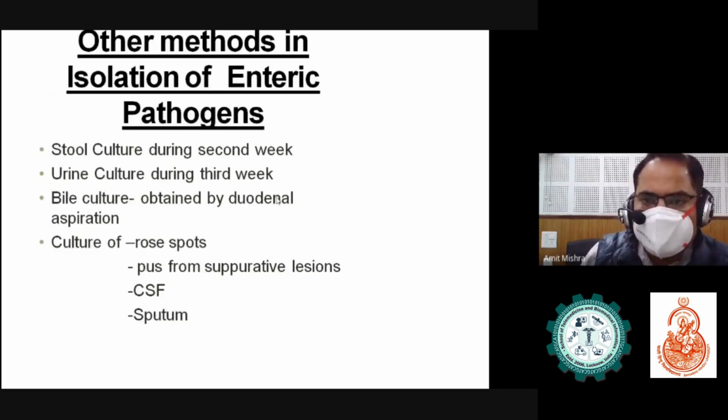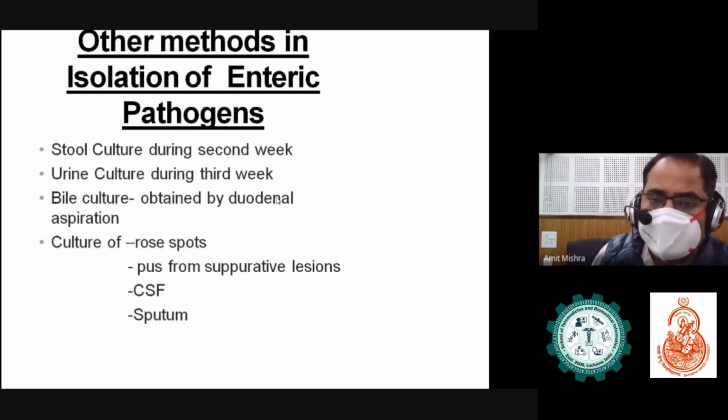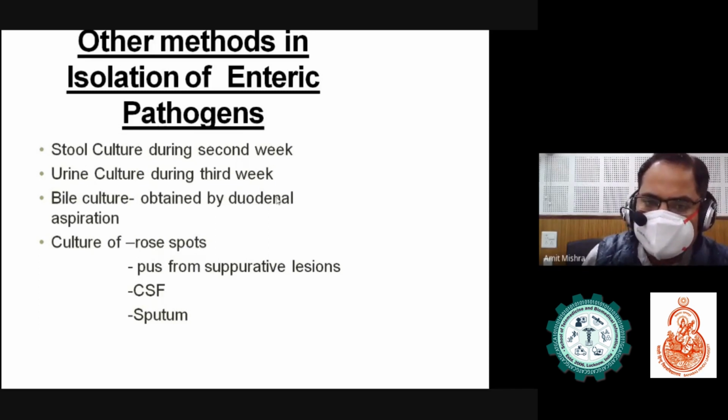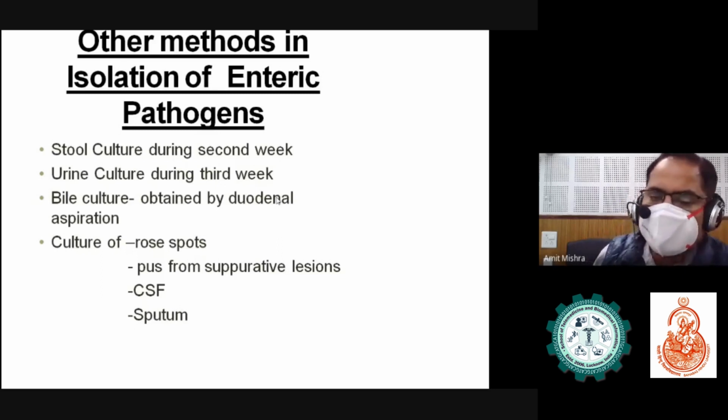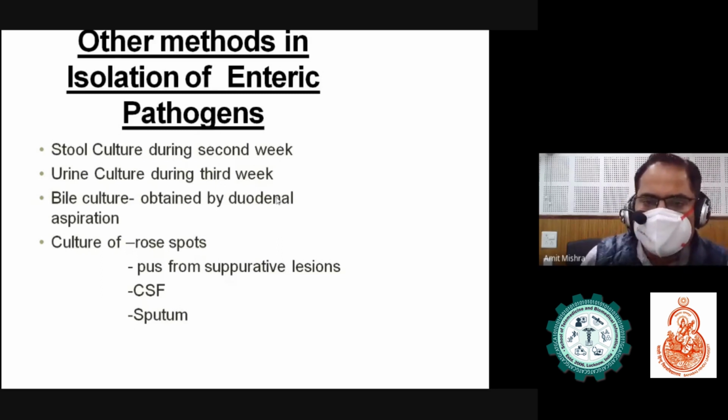Other methods of isolating enteric pathogens: we can get it from stool culture during the second week, urine culture during the third week, bile culture obtained by duodenal aspiration, culture of the rose spots, suppurative lesions, CSF, and sputum. Blood in the first week is more sensitive. Bone marrow in the first week is more sensitive, but we can go for the second week also.